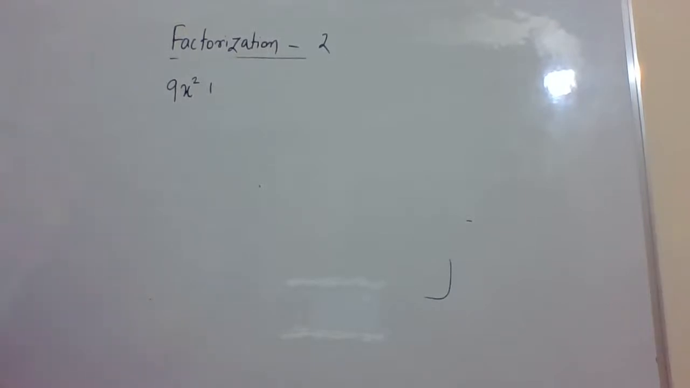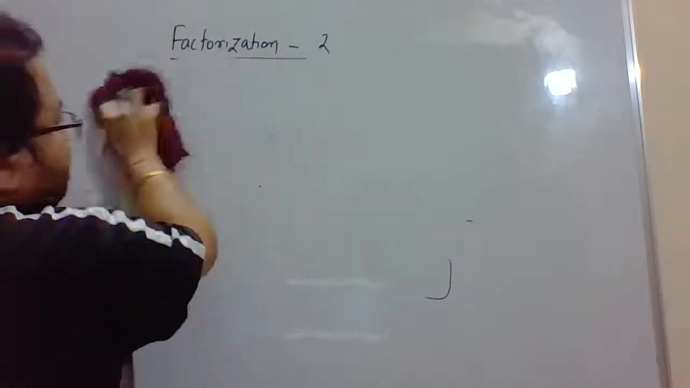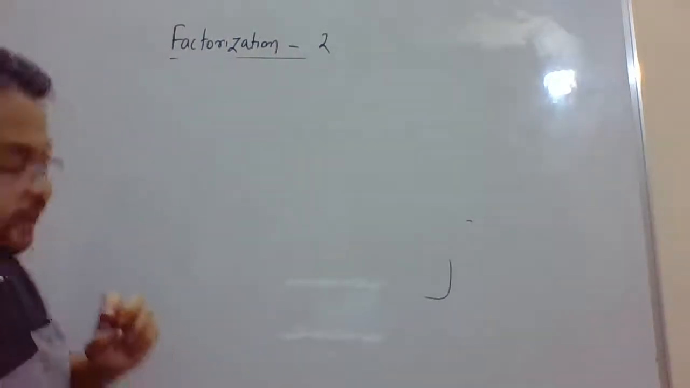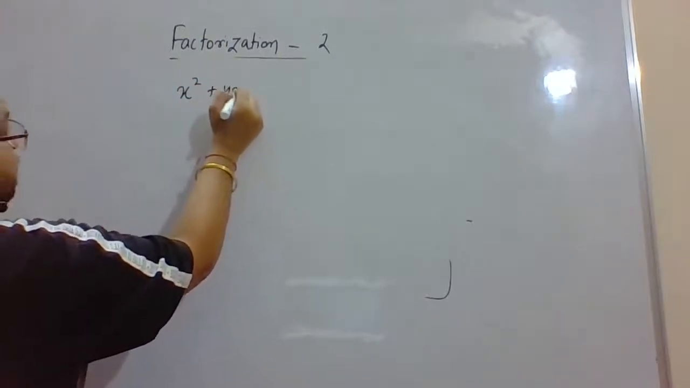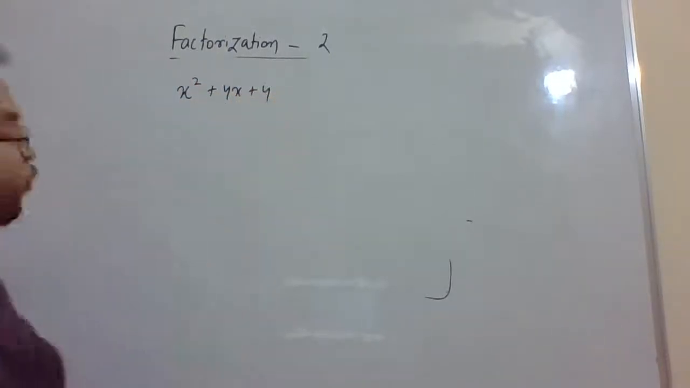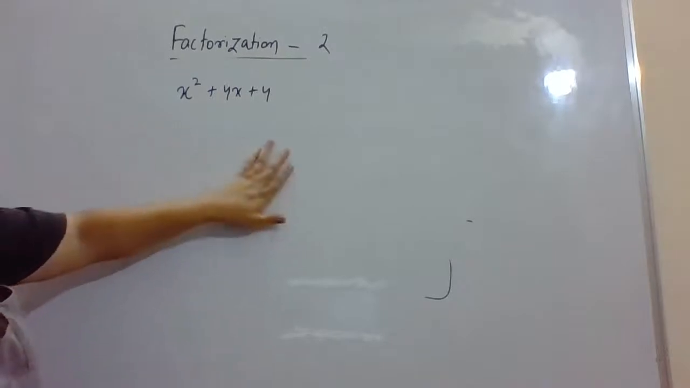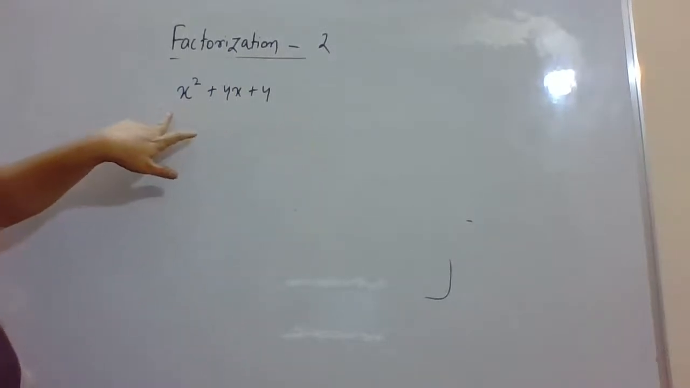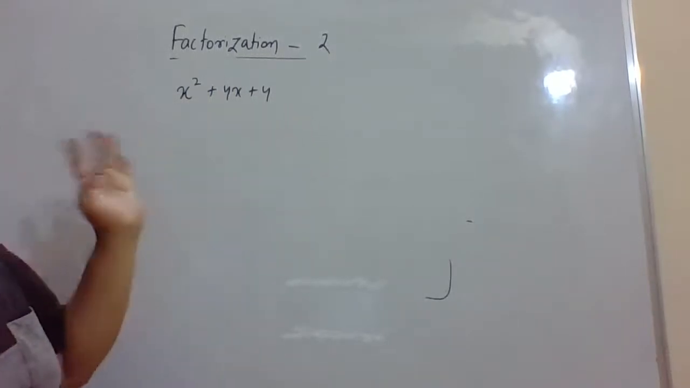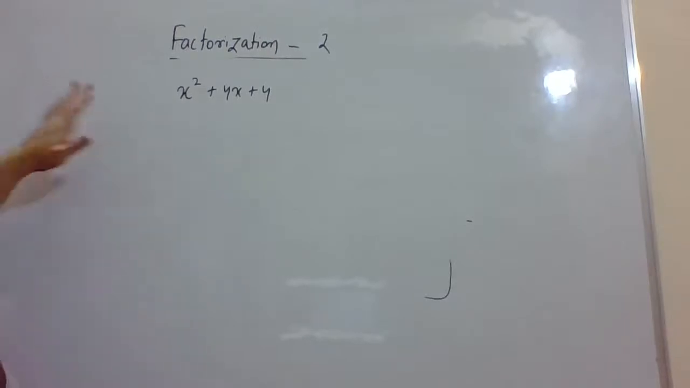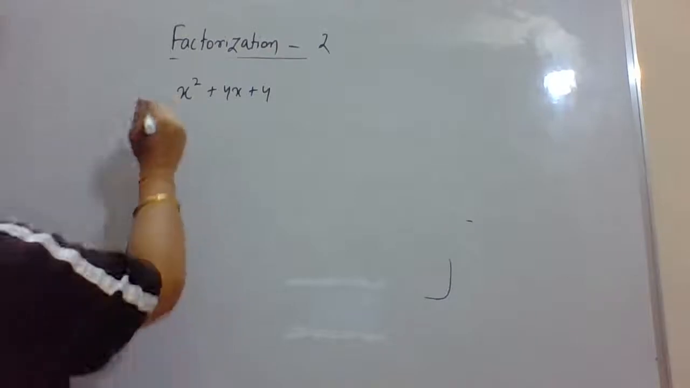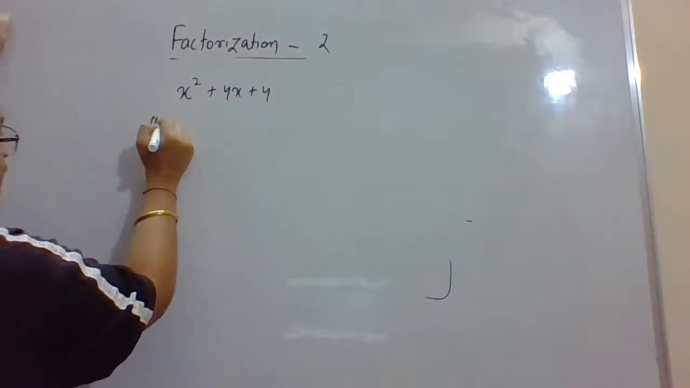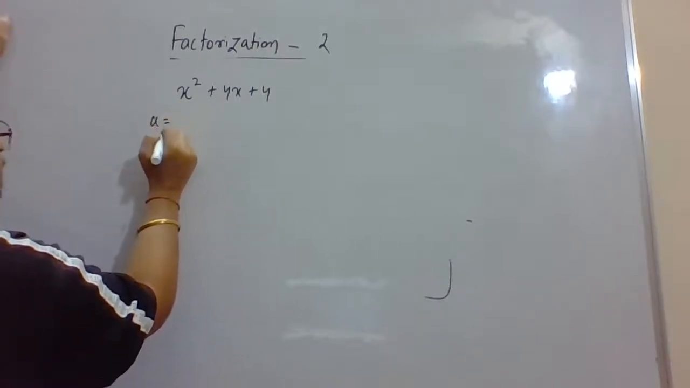So we had solved the other problems, right? Your x squared plus 4x plus 4. We have solved it using the identity a squared plus 2ab plus b squared. Now let us see, can I split it using the middle term splitting or not? So here my coefficient of x is nothing but 1.